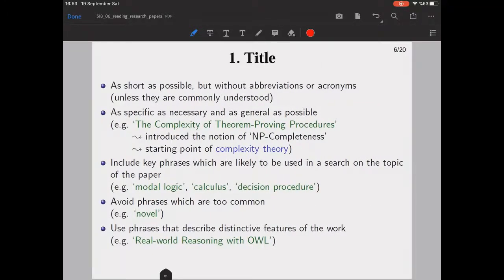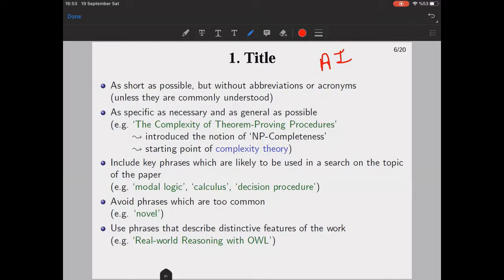Okay, the title should be as short as possible, but without abbreviations or acronyms. We want them to be short and also as understandable as possible. You can use abbreviations or acronyms only if they are commonly understood. For example, AI maybe. If they are very well understood, you can. Otherwise, maybe you should avoid them.